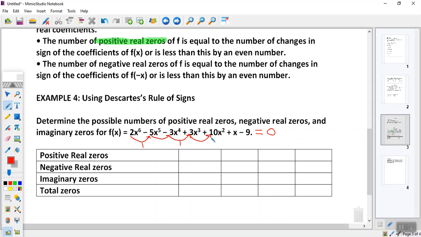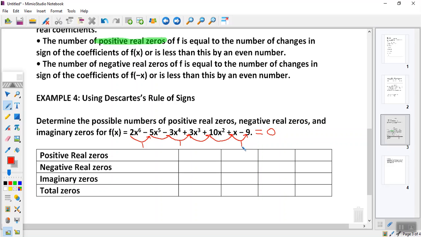Then I'm going from positive 3 to positive 10. Is that a sign change? Going from positive 10 to positive 1. Is that a sign change? Going from positive 1 to negative 9. Is that a sign change? Okay. Question becomes this. The way the function is right now, at most, how many positive real solutions? 3. So I'm going to write this down here.